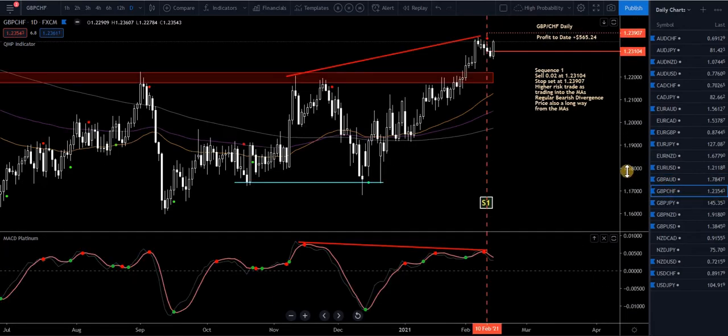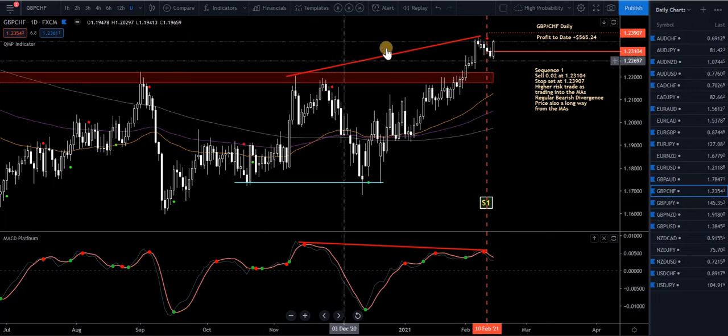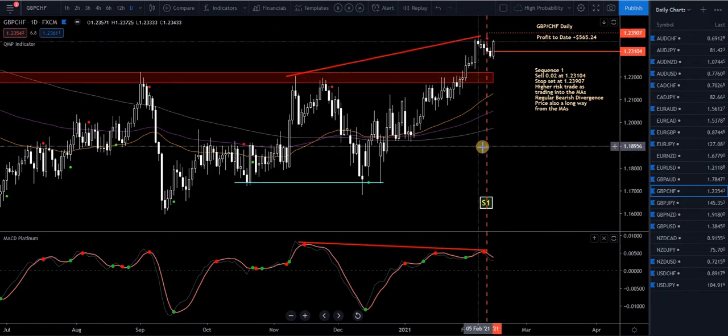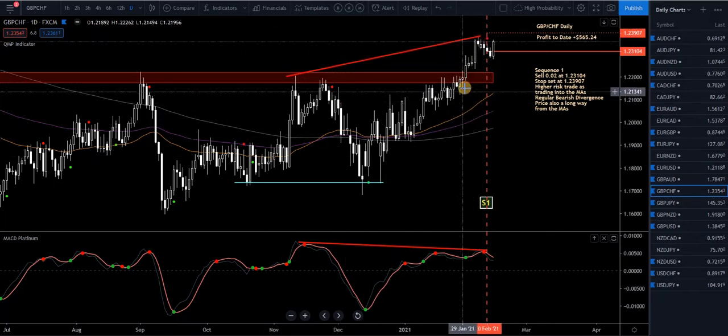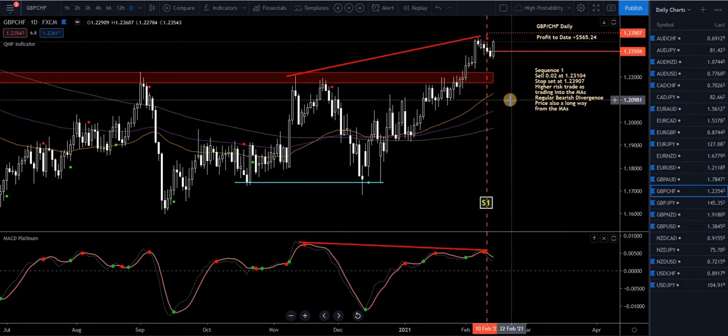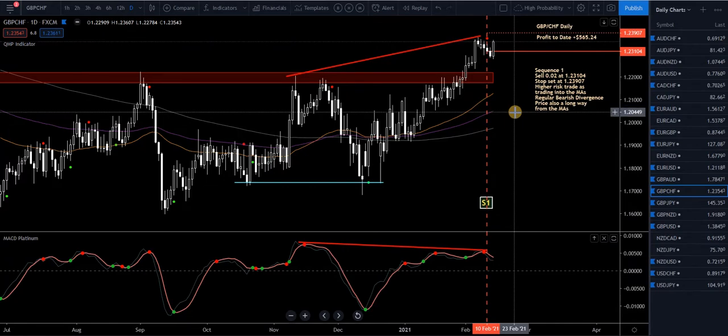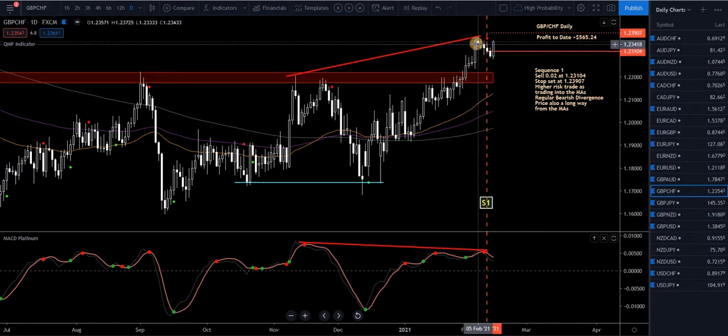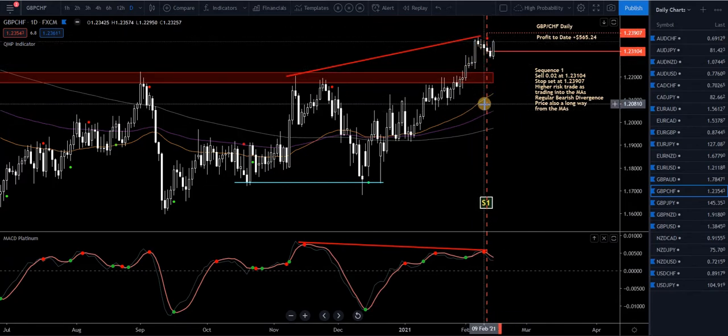Pound Swiss, took a sell. First day went nicely. Again, high risk. We're trading in against the trend. Look at the MA starting to spread to the upside, and I'm taking a sell. I like this sort of setup though. Its price is a long way from the MA, so you can see price up here. It's a long way from these MAs.